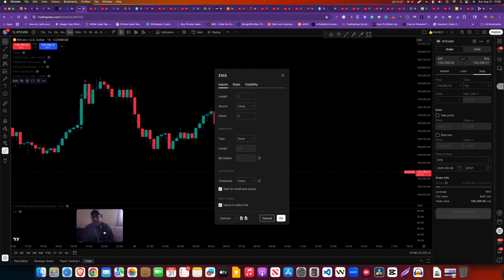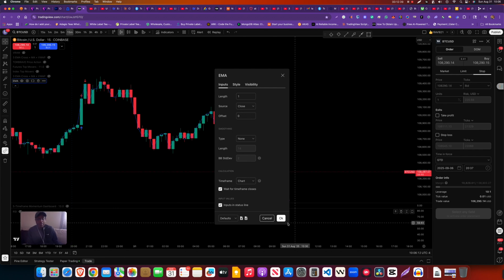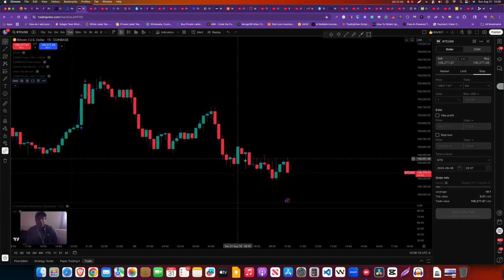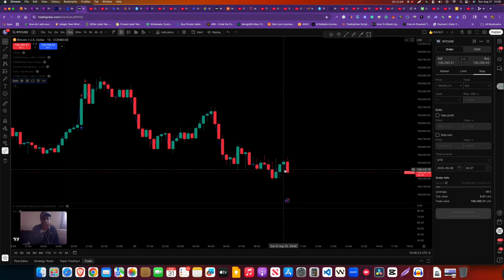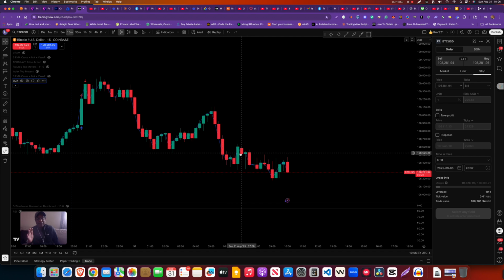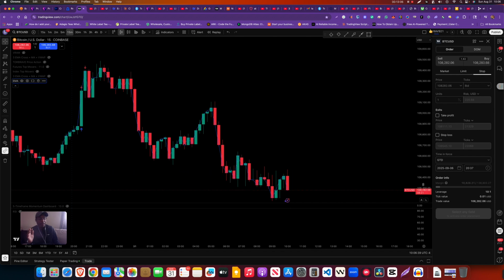Okay. So this blue line is an exponential moving average where it just follows the line. It follows the candles. So when we say average, we mean, let me make this bigger.